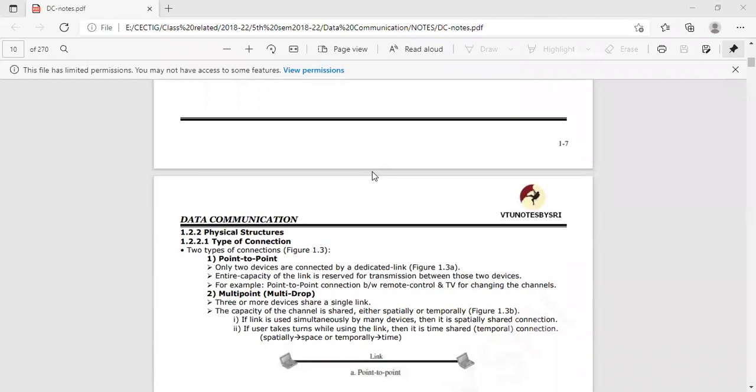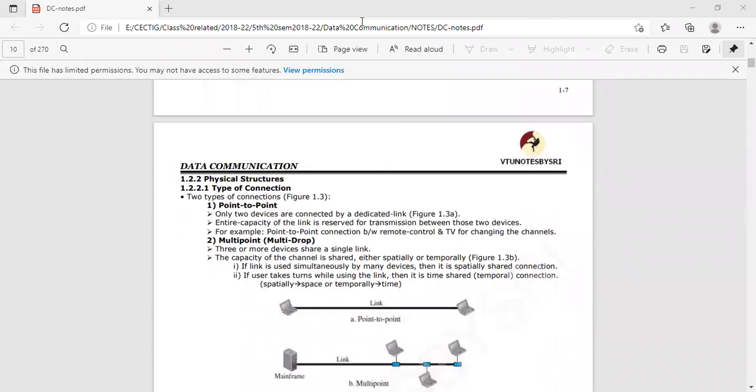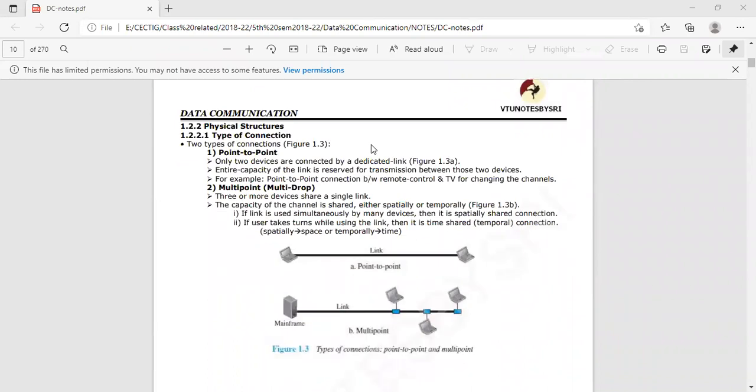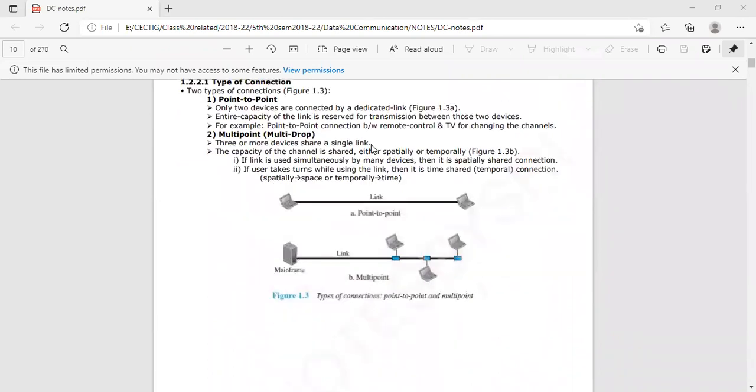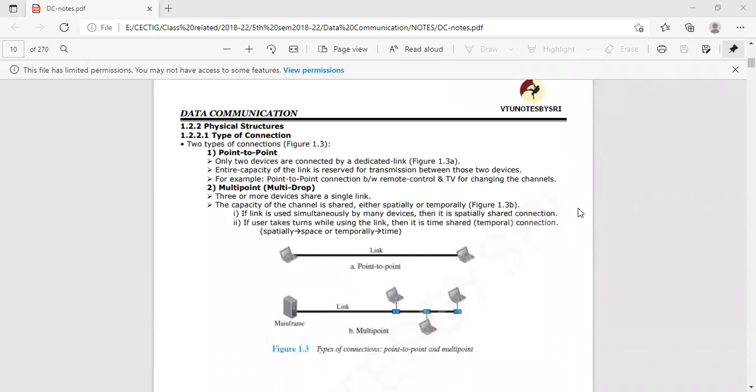Okay, I think there are no queries from you. Now coming to the next topic, the structure of the network. What is the physical structure of the network? In the diagram, we can see two types are given. First one is point to point, second one is multipoint. What is the point to point type of connection saying? That only two devices are connected via a dedicated link.